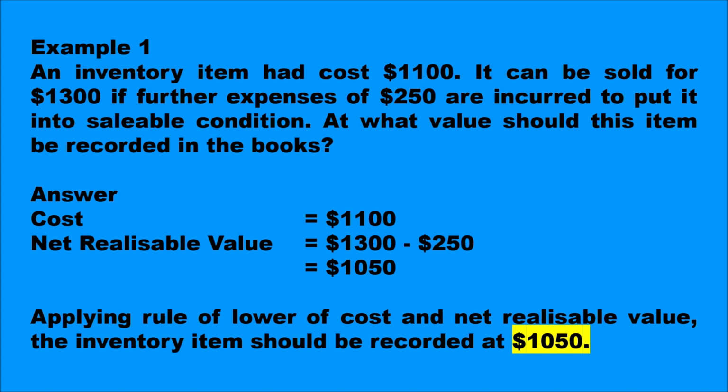And applying the rule of lower of cost and net realizable value, the inventory item should be recorded as $1,050. If the inventory is recorded as $1,100, which is more than $1,050, that would overstate the profit. Hence, that is why the rule should always be applied. That is, inventory to be valued at the lower of cost and net realizable value.